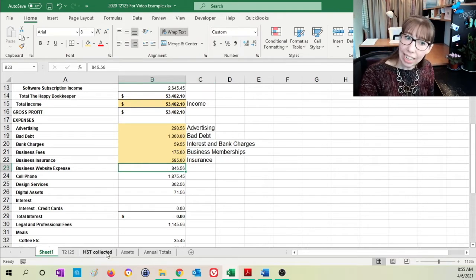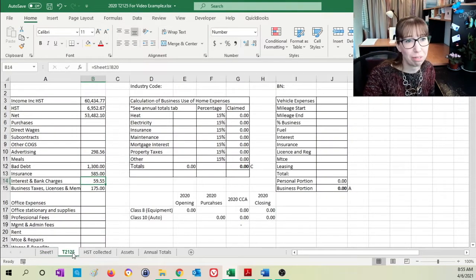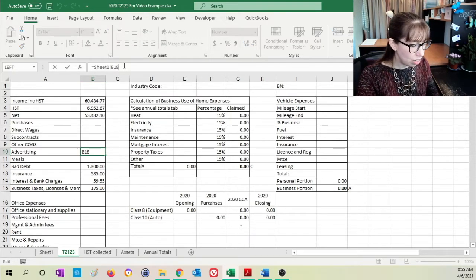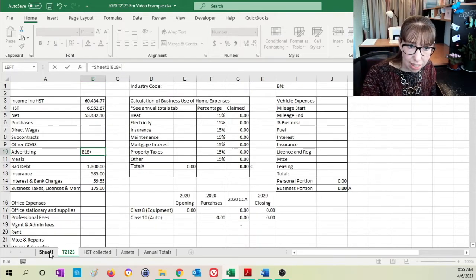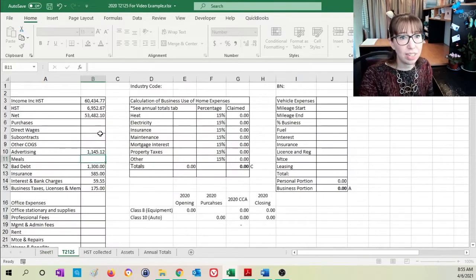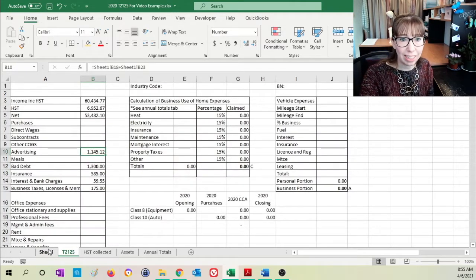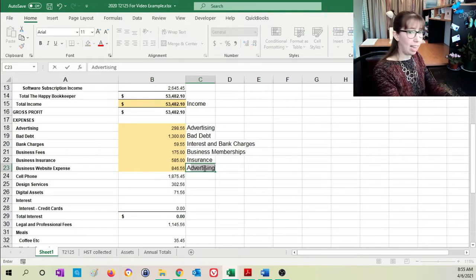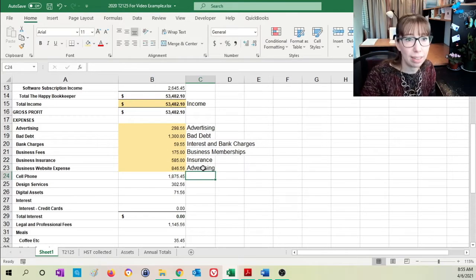Business website expense, we could put this in a couple of different blocks, but for me, I put this under my advertising box. So I'm going to click that advertising, and you can see I've got the equals up here, and I put a cursor at the end. I just clicked there, and I'm going to hit the plus. So just the plus. I'm going to go back over to sheet 1, and I'm going to click on that cell, and you can see it's added them together for me. And right away, I'm going to go back, I'm going to peach that, and I'm going to say advertising, because that's where I put it.